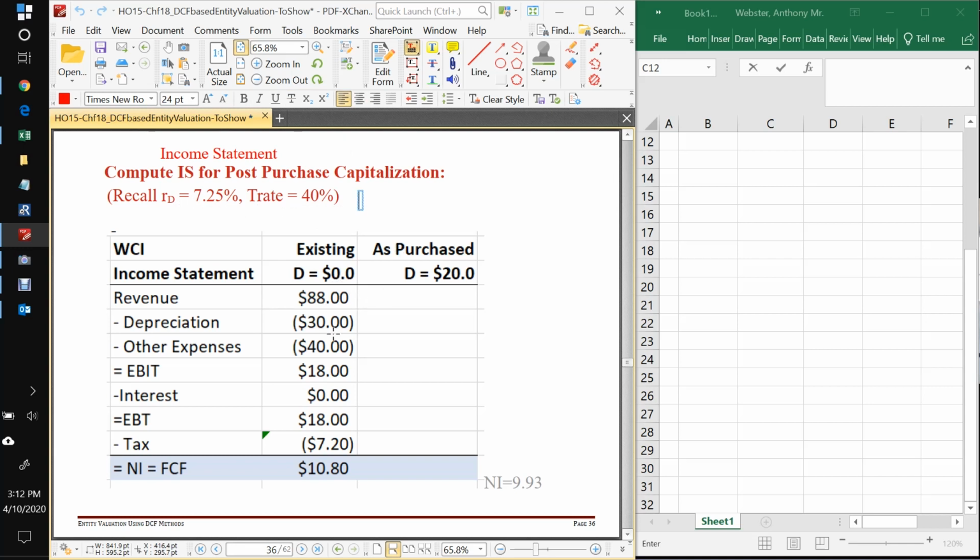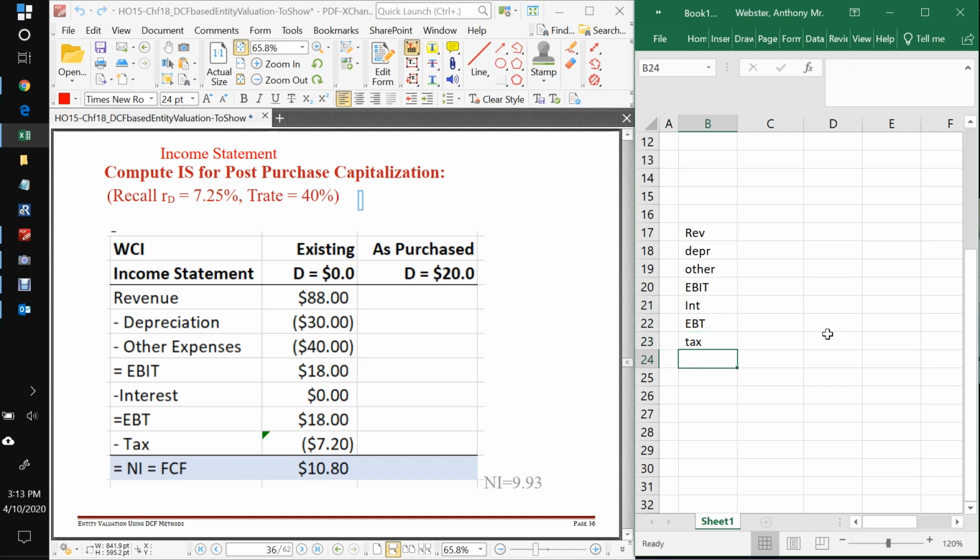Here's the income statement they have before purchase, and I want to create the income statement post-purchase for them. I'm going to do this in Excel to make things quicker. I've got revenue, depreciation, other, EBIT, then interest, then EBT, then tax, and then net income, which is equal to my free cash flow to owners.